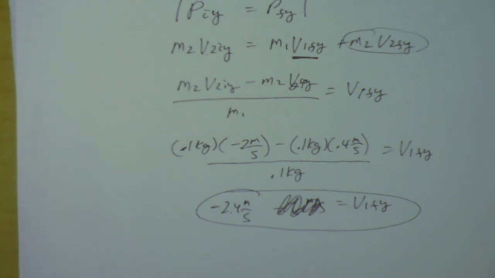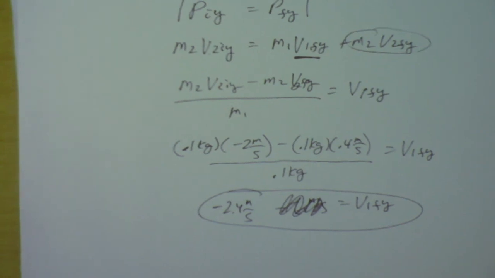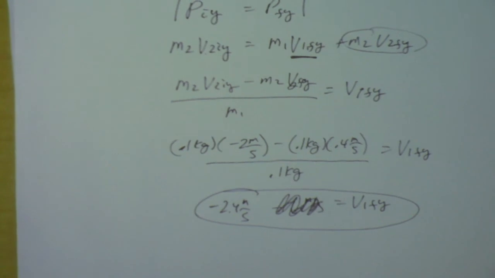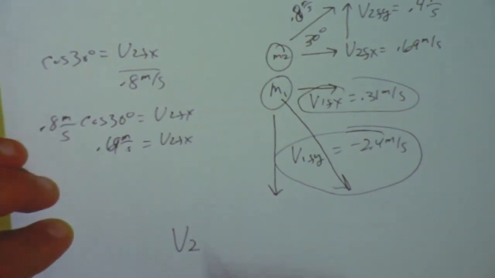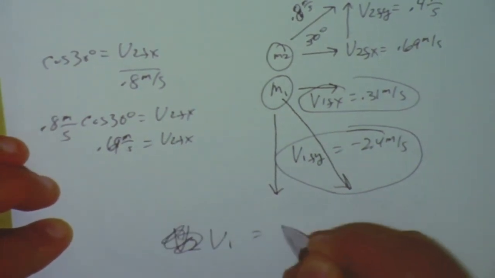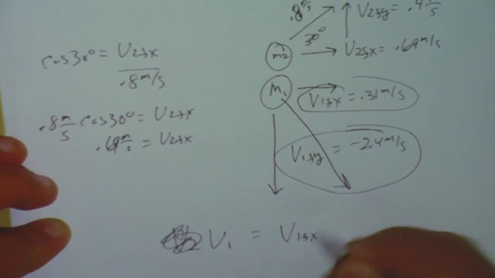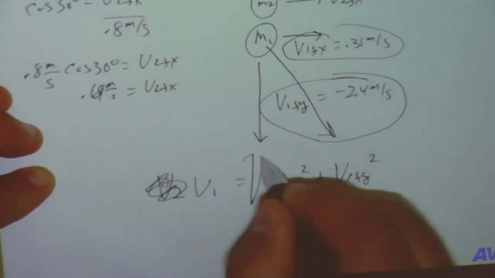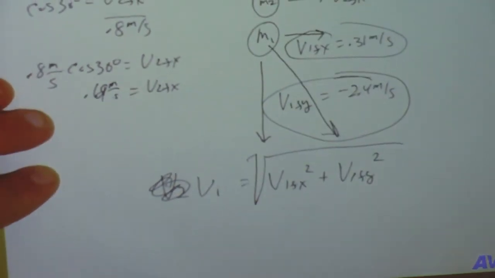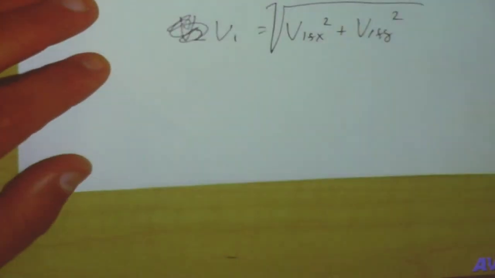What's that? So that's the x part and y part. If you want the overall velocity, is that what you're saying? Yeah. So we can get the overall velocity. We've got the x part and y part. So the total velocity of this mass 1 would be the x part squared plus the y part squared. That's to get the overall amount. And you could actually get this angle if you wanted to as well.